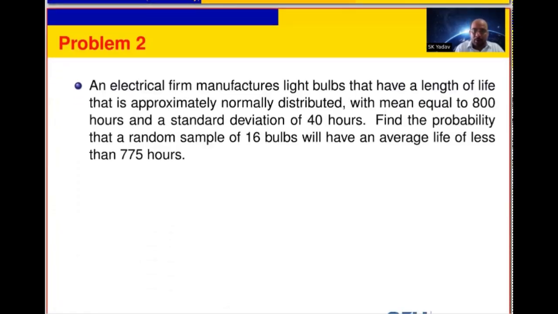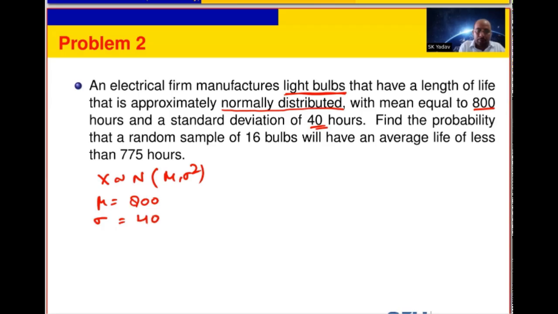An electric firm manufactures light bulbs whose length of life is approximately normally distributed. So here it is given that the life of the light bulbs is normally distributed with mean equal to 800 and standard deviation of 40 hours. So X follows a normal distribution with mean mu and variance sigma square, where mu is given as 800 and sigma is given as 40 hours.